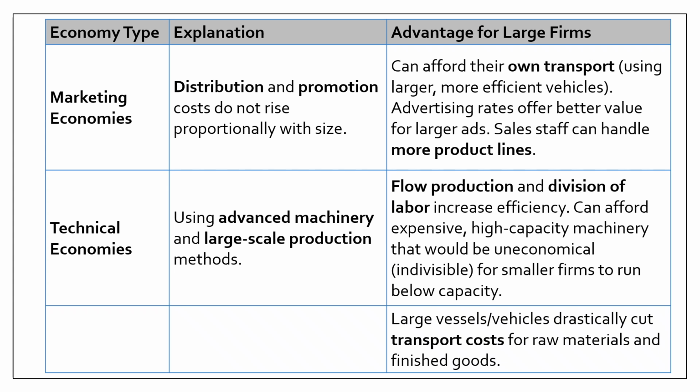Number five, technical economies, using advanced machinery and large scale production methods. Hence, flow production and division of labor increases efficiency. They can afford expensive, high capacity machinery that would be uneconomical for smaller firms to run below capacity. Large vessels or vehicles drastically cut transport costs for raw materials and finished goods.